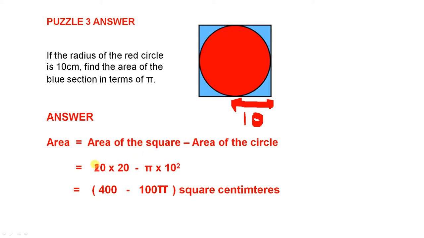So the area of the square is 20 times 20 because it's base times height, and they're both the same distance, 20 by 20, minus pi times r squared, because pi r squared is the area for the circle. 20 by 20 is 400, 10 squared is 100, so we have 400 minus 100 pi square centimetres, and that is the area of the blue section.